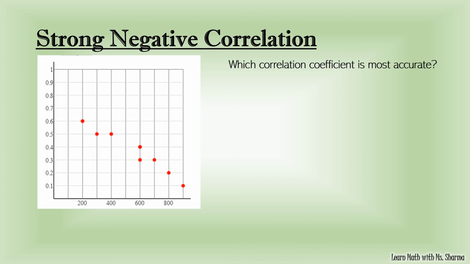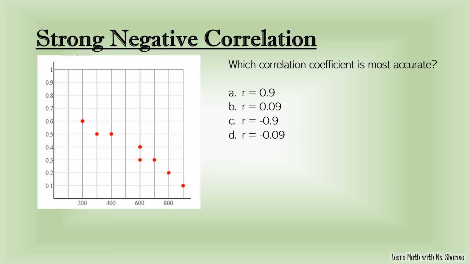So which correlation coefficient is most accurate? R equals 0.9, R equals 0.09, R equals negative 0.9, R equals negative 0.09. It's a strong negative correlation, very close to forming a straight line. So A and B are ruled out because they are positive. R equals negative 0.9, option C, looks accurate.